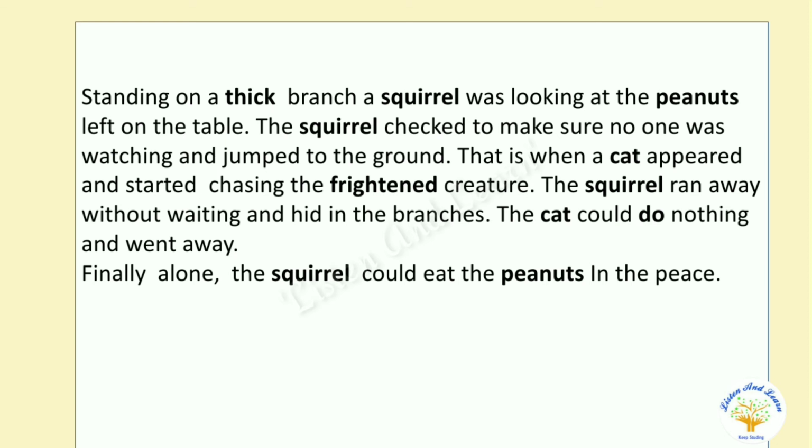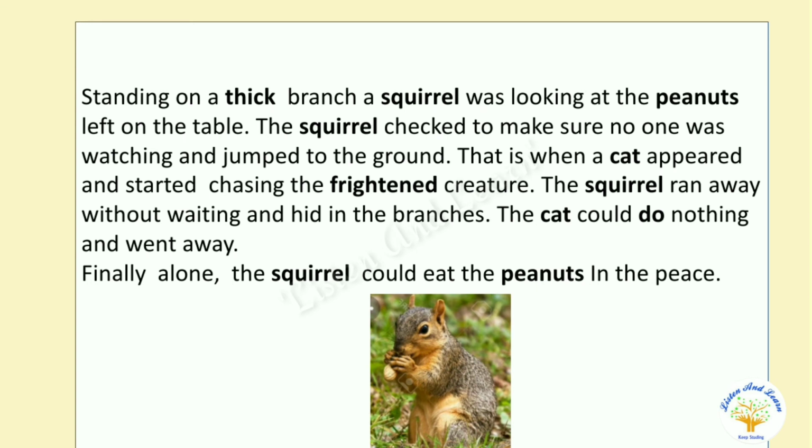Standing on a thick branch, a squirrel was looking at the peanuts left on the table. The squirrel checked to make sure no one was watching and jumped to the ground. That is when a cat appeared and started chasing the frightened creature. The squirrel ran away without waiting and hid in the branches. The cat could do nothing and went away. Finally, alone, the squirrel could eat the peanuts in peace. See the squirrel eating peanuts peacefully.